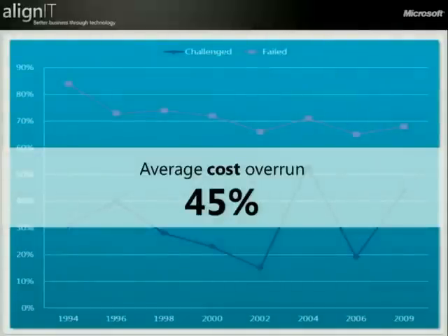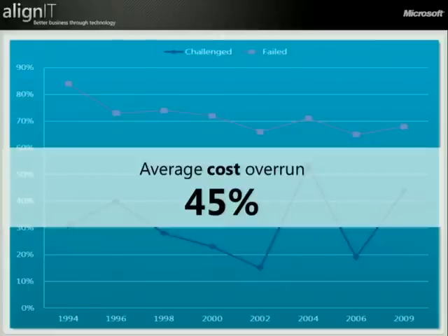Over the last several years, according to the Standish Group's Chaos Report published back in 2009, they did these analytical reports, and they studied projects which were either challenged or failed over the year. And they're seeing some worrying trends. They found that the average cost overrun for projects was about 45%.